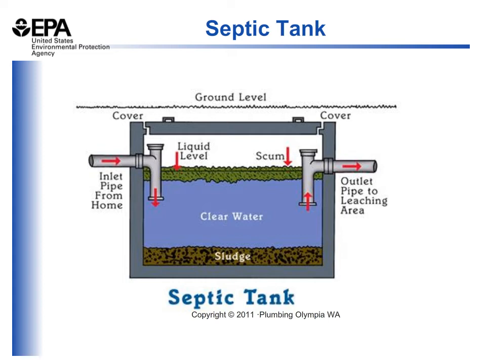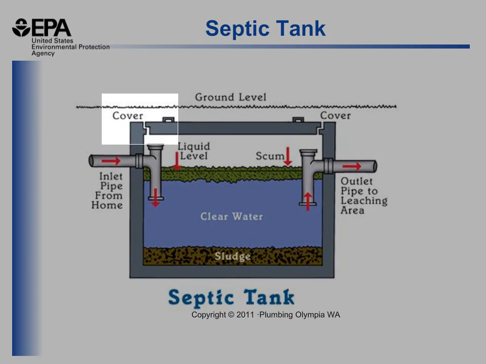As you can see here, as well, there's a cover. Typically there are two, one near the inlet pipe and one near the outlet pipe, so both of these can be accessed and maintained if necessary.